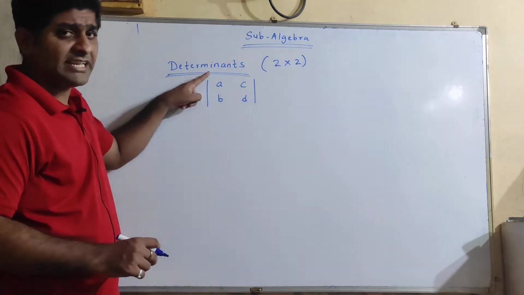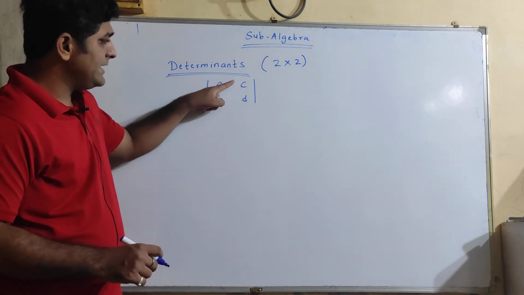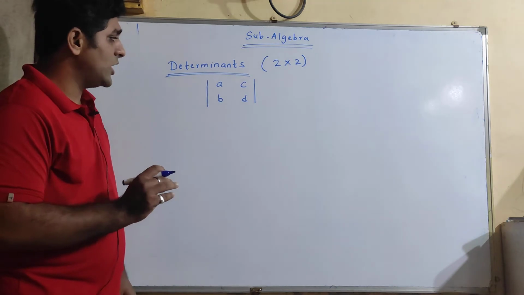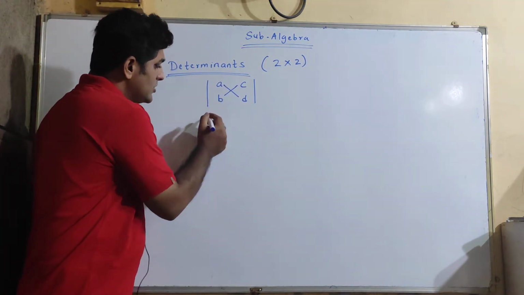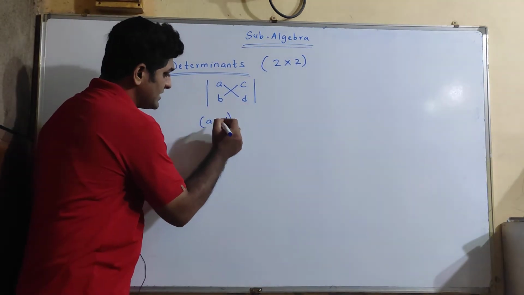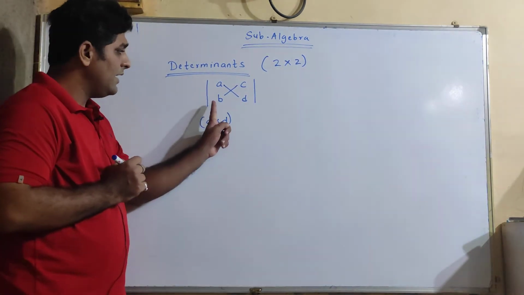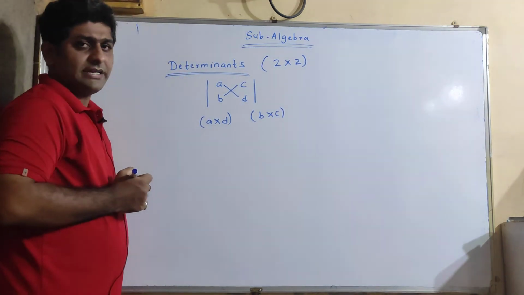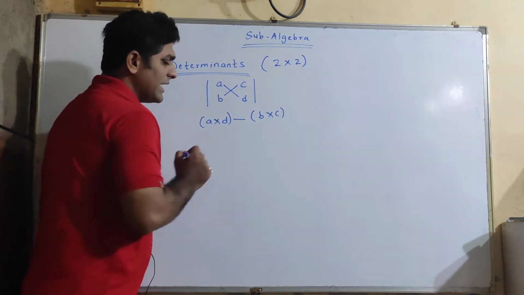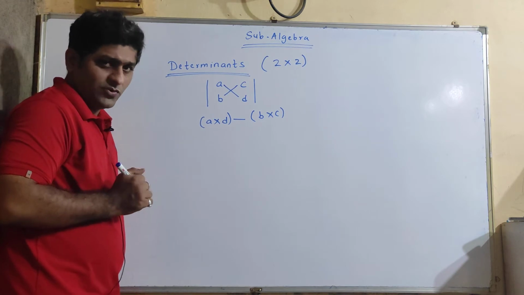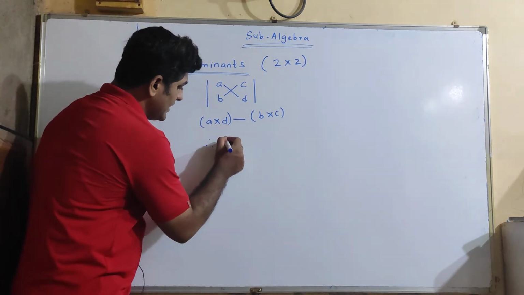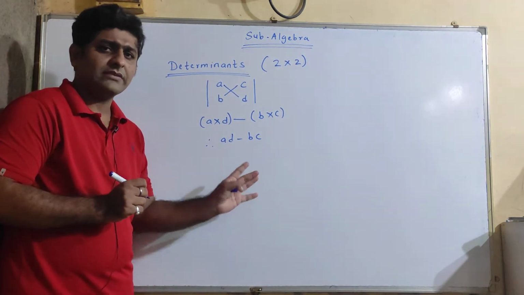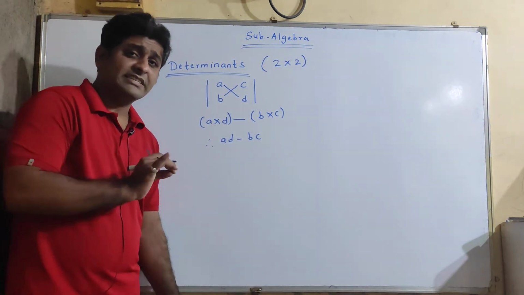Suppose we have arranged four numbers A, B, C, D in rows and columns. Let's find the value. So how to do it? Just cross multiply. The first cross multiplication is A multiplied by D, and the second cross multiplication is B multiplied by C. Subtract both the cross multiplied values. That is, we get AD minus BC. So this is how we are going to calculate the value of any determinant.